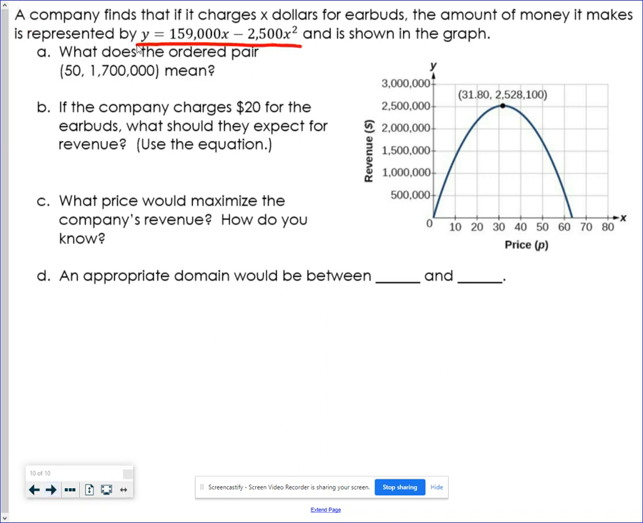Kind of big numbers, I get that, but part A says, what does the ordered pair 50, and then I know there's extra commas in there, but the X is 50 and then the Y is 1,700,000. What does that mean? If they charge $50 for those earbuds, that's what they would expect for profit.